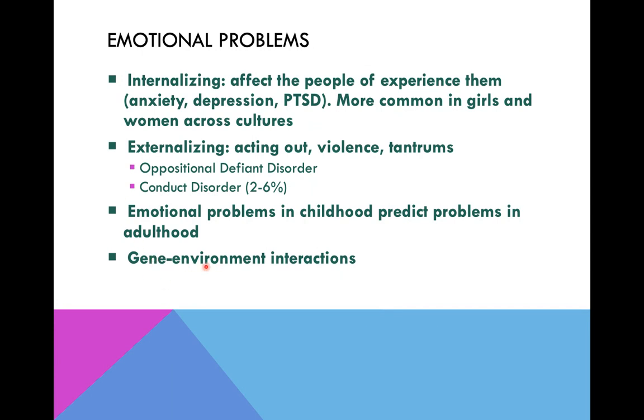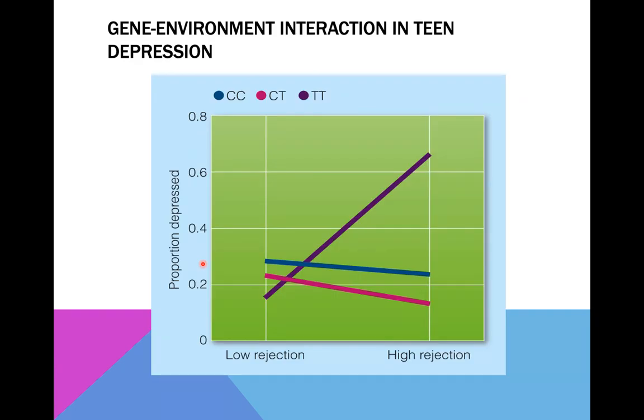But of course, just like everything else, emotion regulation is a function of gene-environment interactions. So essentially, what gene you have might predict, not dictate, but predict and be associated with how you express your emotions and whether that results in emotional issues. So in this graph, we have gene-environment interaction and teen depression. This is the proportion of the population that is depressed.